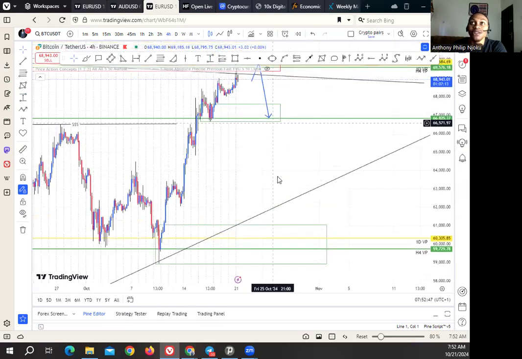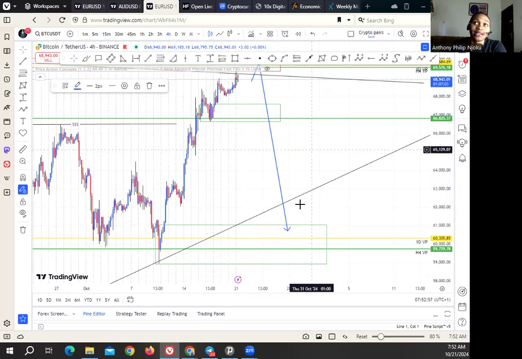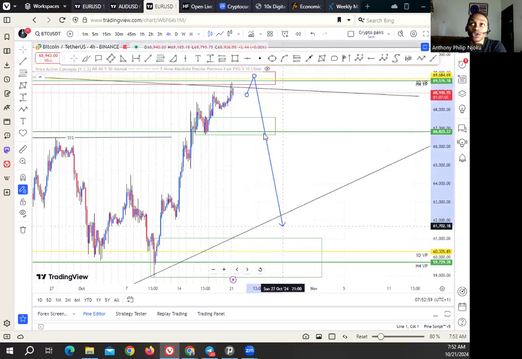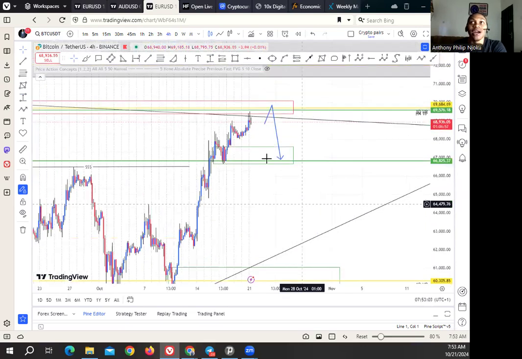So the correction could be deeper because I already marked out this second demand zone for the market to come back into. So the correction could be deeper, and then from here we can start pushing to the upside, or the correction could just be little here, and then grab momentum and continue to push to the upside.